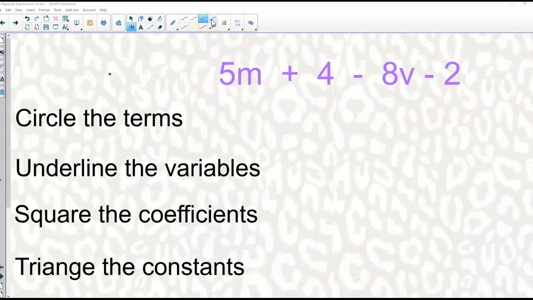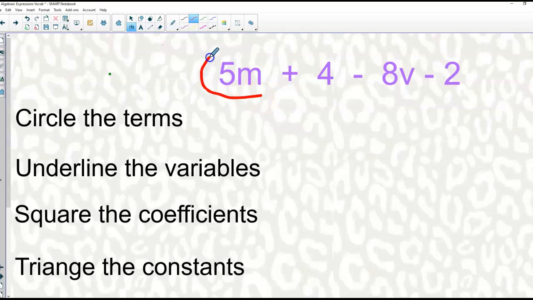Okay, so we have an algebraic expression up here, 5m plus 4 minus 8v minus 2. Our job here is to pick out some of the vocabulary that we talked about. The first one wants us to circle all the terms. Okay, so let's think back. Terms were parts of the problem that were separated by the addition or subtraction sign.